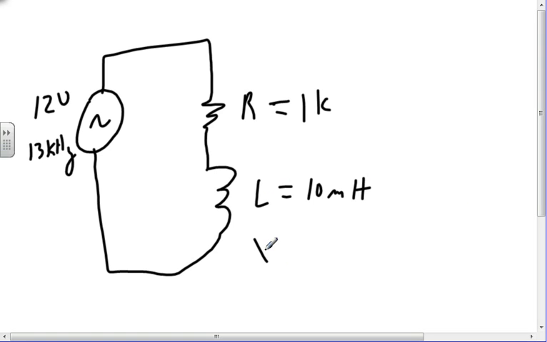All right, so X of L is going to be 2 pi times 13K times 10 millihenry. Oh, that's not very much fun. Oh, that's good. That's a good number. Is that a good number? 2 times pi times 13 times 10. So that gives me 817 ohms.